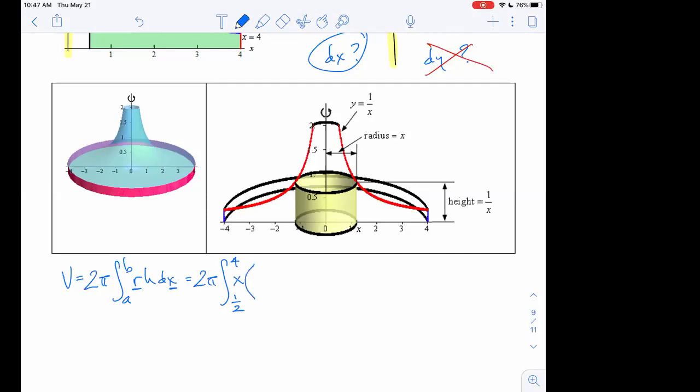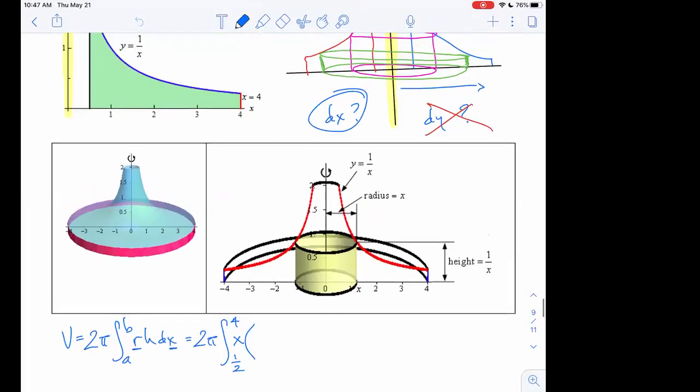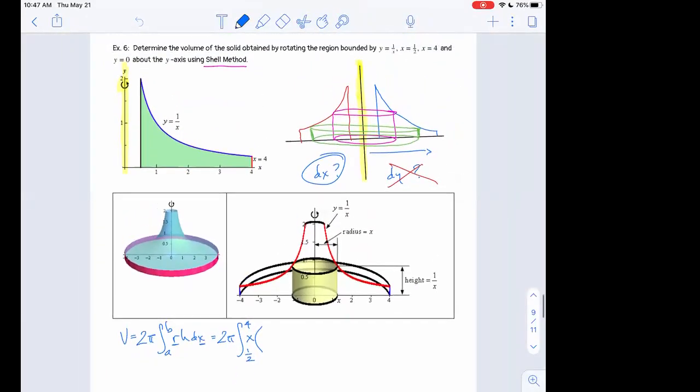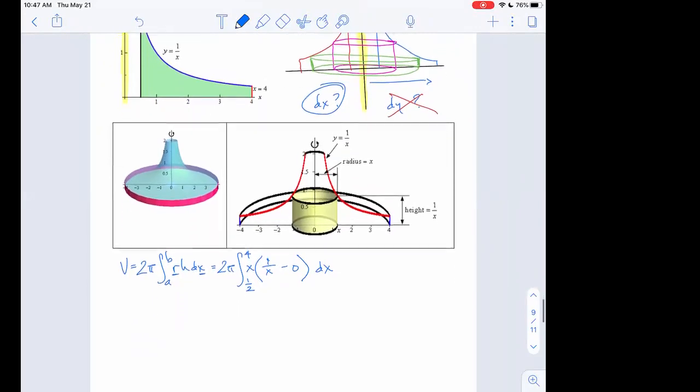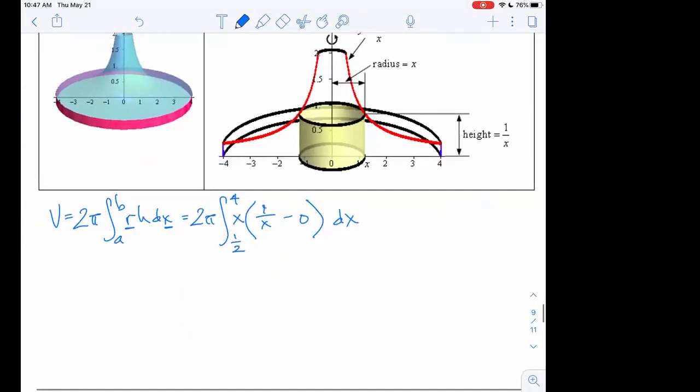And for my height, all right, the curve that defines the height is this 1/x. And if you wanted to think about top curve minus bottom curve, you could even do 1/x minus 0. That would be okay. All right. But before we go ahead and solve this, are there any questions on the setup?